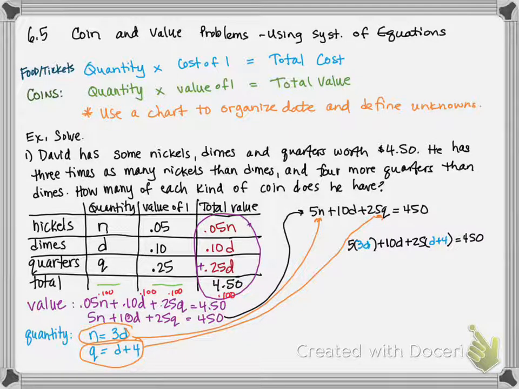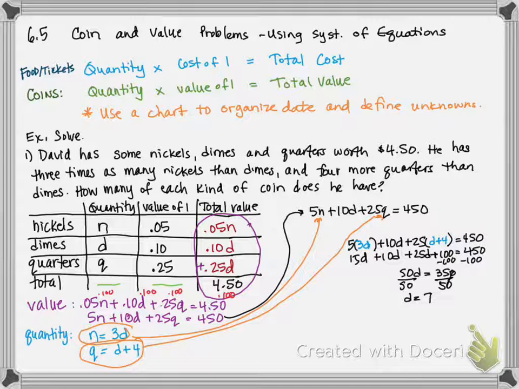So what I actually did is eliminate all but d. So I can solve this pretty easily. So let's see, that gives me 15d plus 10d plus 25d plus 100 equals 450. So I'm going to subtract 100 from both sides. I'm going to combine up. I've got 25 and 25, so 50d equals 350. And then I'm going to divide both sides by 50, and that gives me d equals 7.